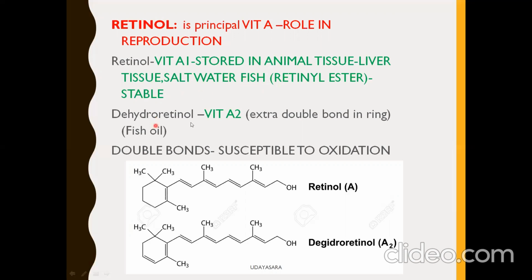And the other form of retinol is dihydroretinol. This is otherwise known as vitamin A2. The difference between these two structures, retinol and dihydroretinol, is that there is an extra double bond in the beta ionone ring, right? So since they have an extra double bond, they are susceptible to oxidation. Also, the isoprenoid unit has 4 alternate double bonds, and it is present in different isomers.